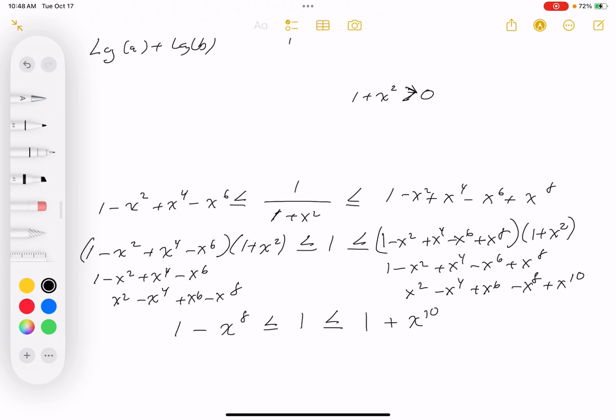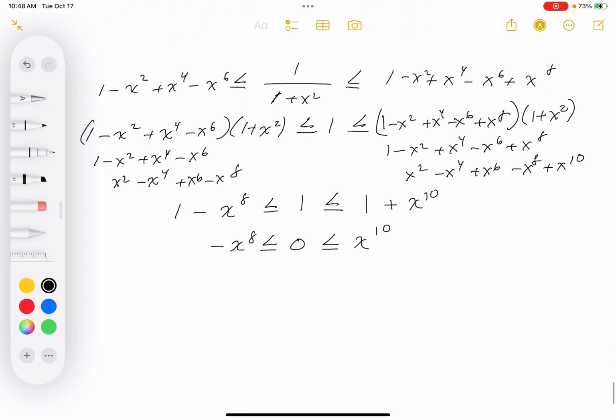I'm going to subtract 1 from all sides. And what do you get over here? Minus x8. I'm subtracting 1, by the way. 0. And then you get x10. All right? Time to start thinking. Because I got something over here. And they say 0 is bounded between those x10 and x to the 8th.